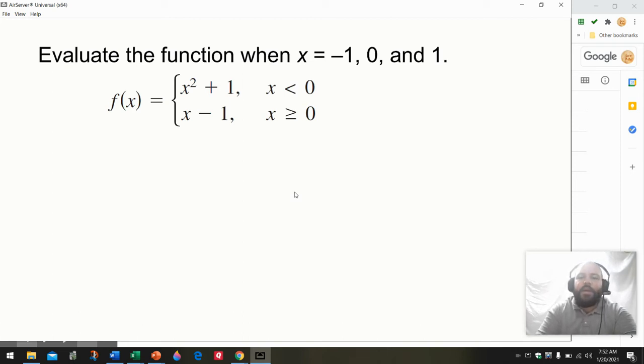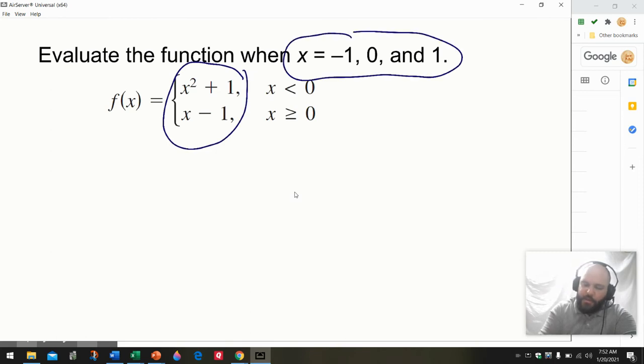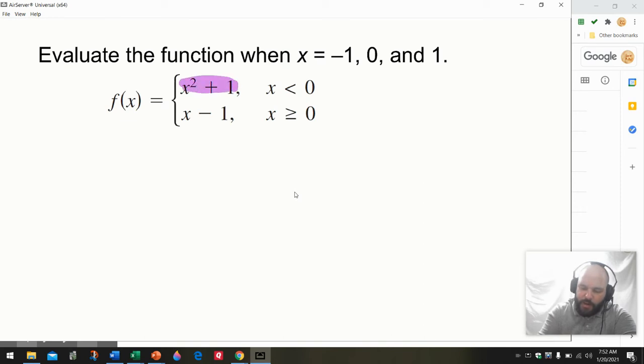Now, to know which part we put our x's in, you have to follow the domain restrictions. Here's what's important to understand about this. This part right here, x squared plus 1, is only to be used when you have an x that is less than 0. So if your number is -1, -2, -3, -0.5, any of those numbers that are smaller than 0, you will put it into here. If the number that you have is greater than or equal to 0, you will put it into this part of the piecewise defined function.